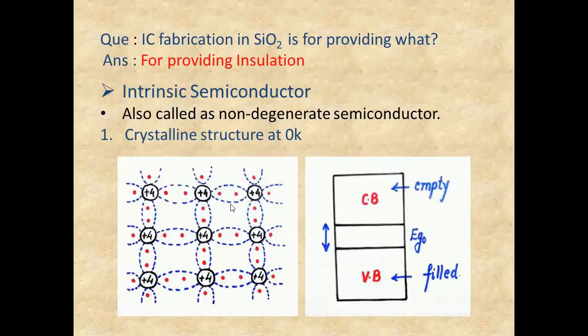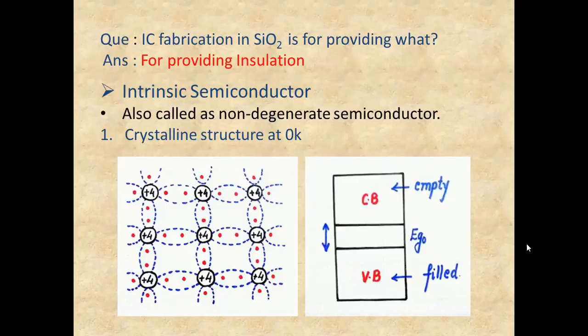Second point is that an intrinsic semiconductor at 0 Kelvin will work just like an insulator. You remember an insulator doesn't have any conductivity because they don't have any electrons or holes in the flow to provide any conductivity. This I have also mentioned in my previous lectures.